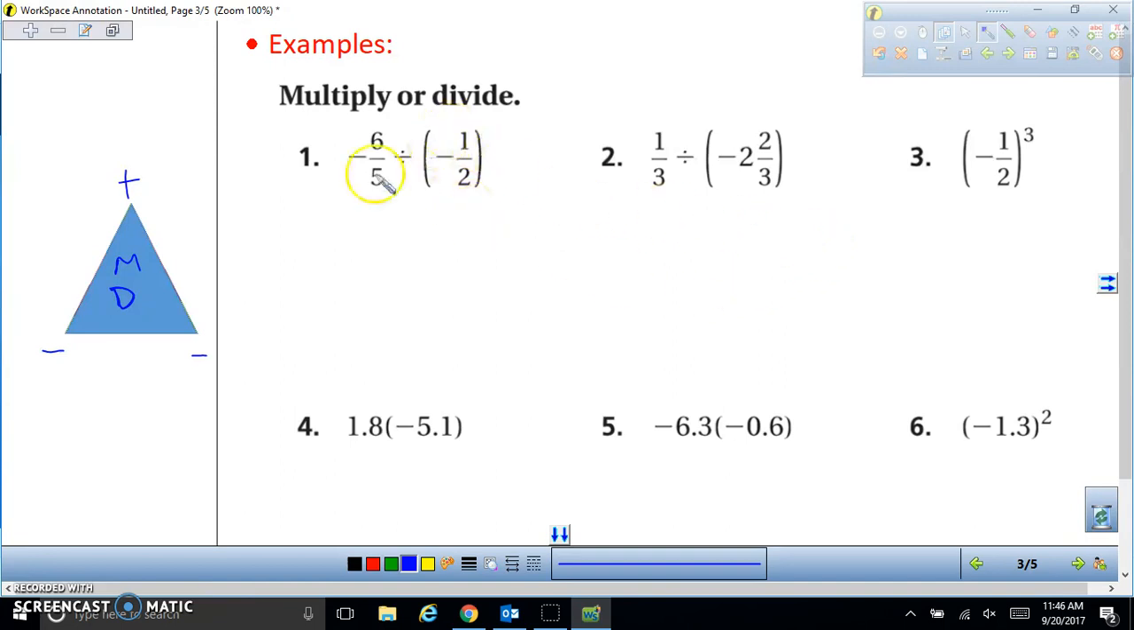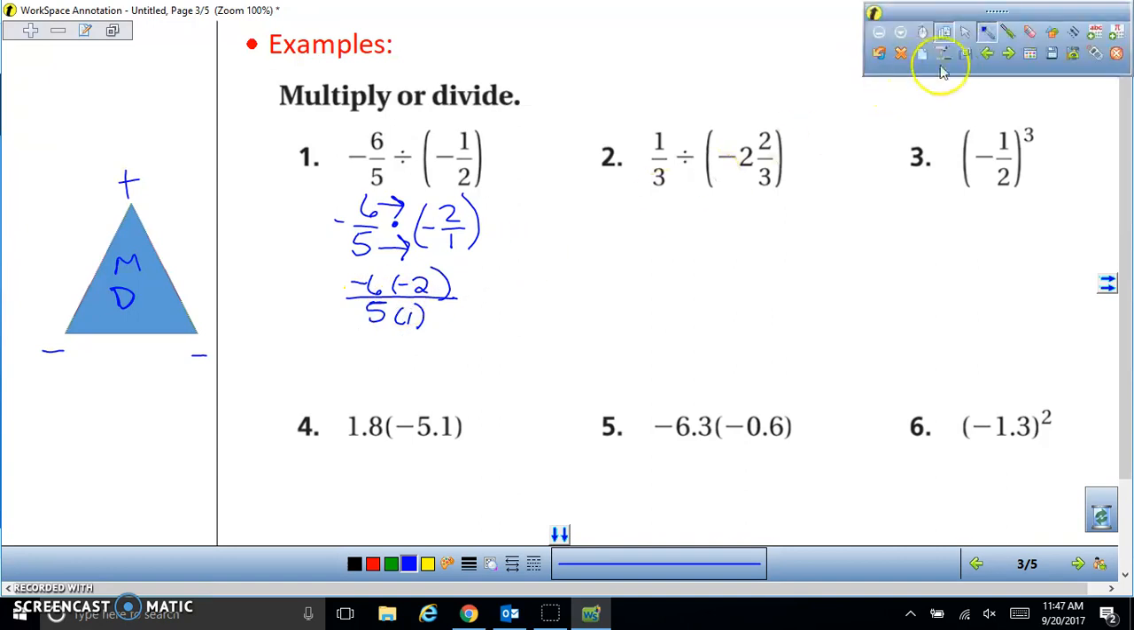All right, when we divide fractions, we copy, keep it negative, dot, flip, keep it negative. Now, when we multiply, we multiply straight across. And we will have -6 times -2 over 5 times 1.